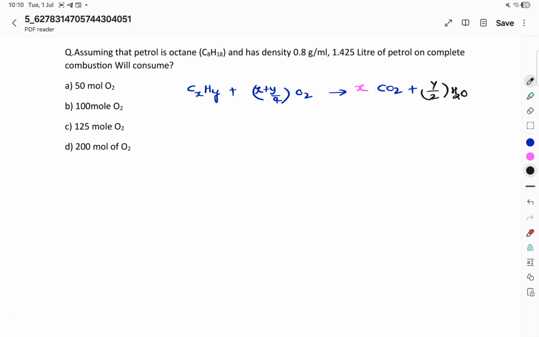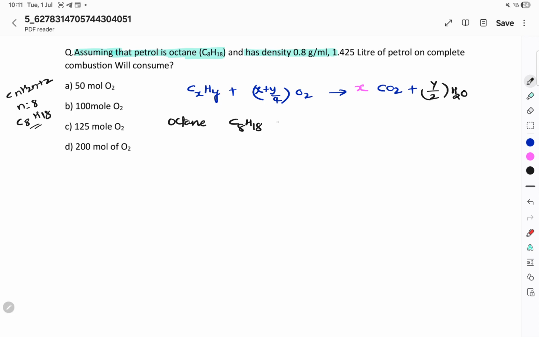Now based on this, they have given one question. Assuming that petrol is octane, it has a density of 0.8 gram per milliliter. In the exam, generally the hydrocarbon formula will not be provided, so you have to remember and apply the alkanes general formula CnH2n plus 2. With n equal to 8, it is C8H18. Here luckily they provide the formula, so you can continue.